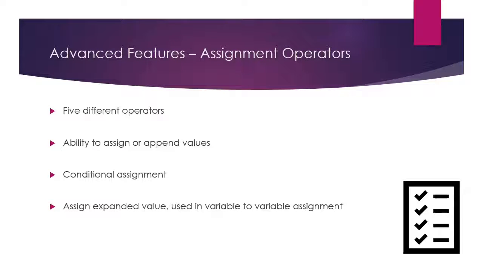A colon equal sign assigns a value after it has been expanded, and it's used when you're assigning one variable to another. And an exclamation point equal sign is used to expand the value, pass it to the shell, and then get the return value assigned to the variable in question.